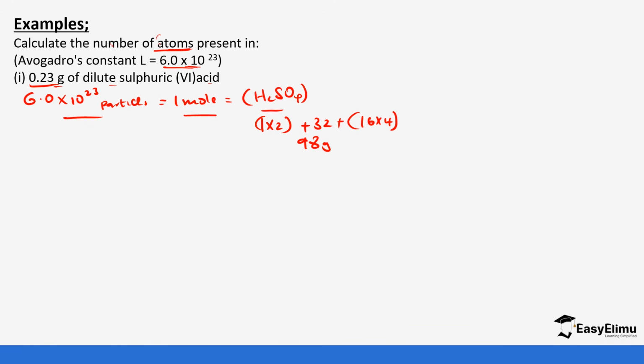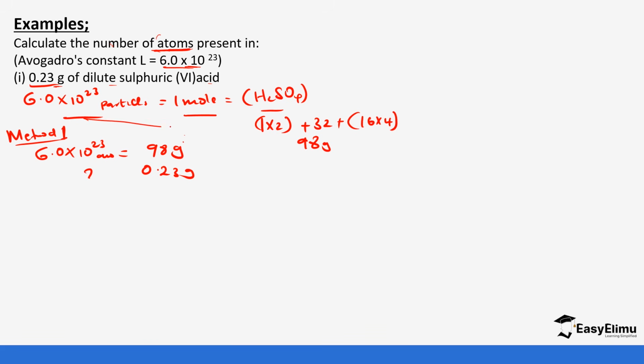So the question is the number of atoms. We know that 6.0 times 10^23 atoms is equal to 1 mole, which is equal to 98 grams. What about 0.23 grams, how many will it have? This is going to be our method 1, because you can still do it in another way. The second method, we will have to introduce a different formula. So we will use this for now.